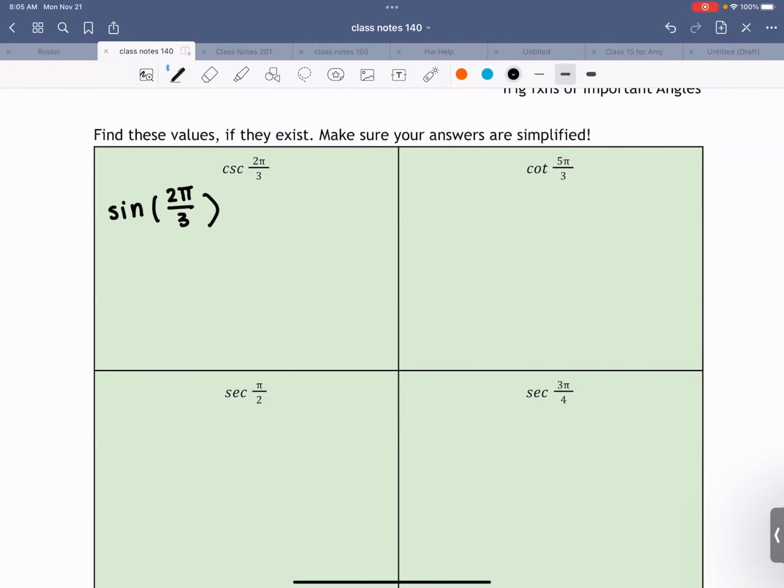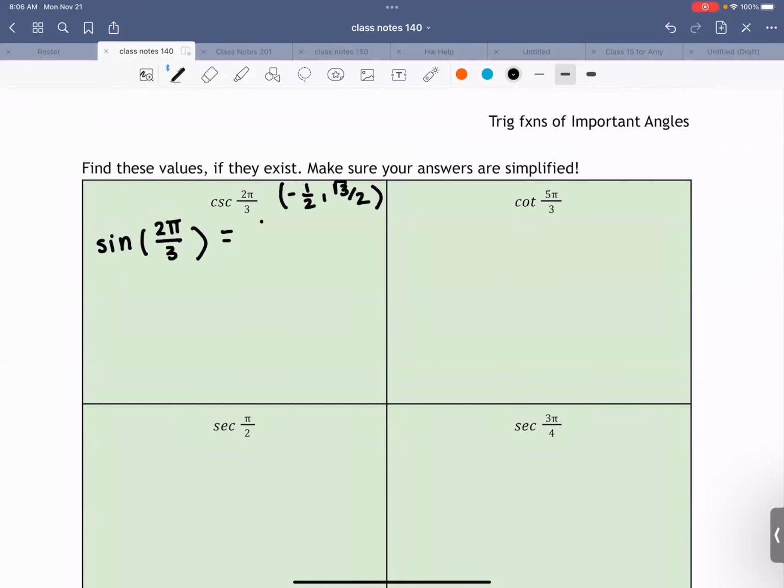Okay, and you can either look at the chart and figure out the sine that way. I'm just going to take a look at my unit circle. I know that 2 pi over 3 is in the second quadrant. It's that green angle. And is sine the x value or the y value? Y value, good. So I'm just going to take a look at sine. I know that 2 pi over 3 is negative 1/2 comma square root of 3 over 2. So the sine of that is, well, the y value, square root of 3 over 2.